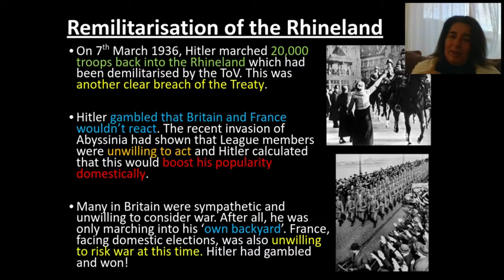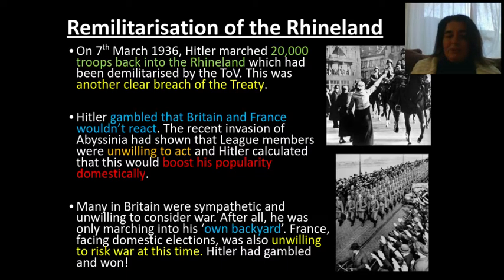Hitler gambled that Britain and France wouldn't react. He said, no, no, no, they won't react. The recent invasion of Abyssinia by Mussolini had shown that the League members were unwilling to act. And Hitler calculated that this would boost his popularity domestically.